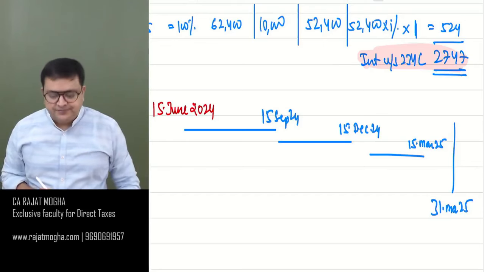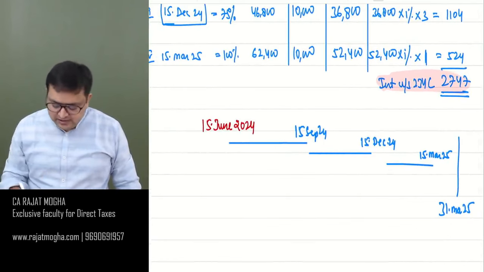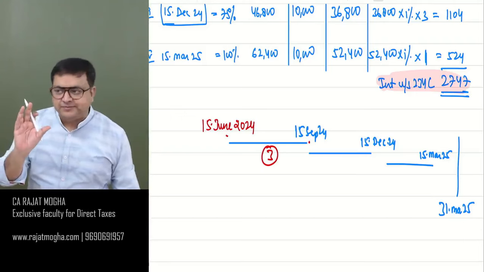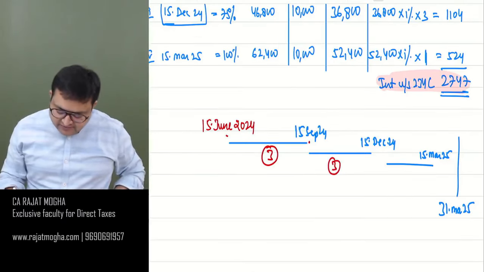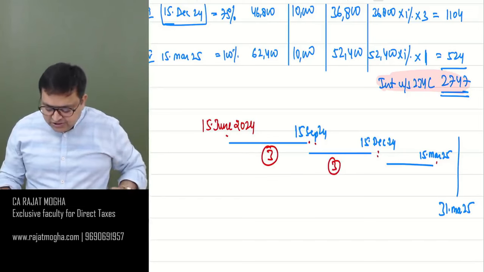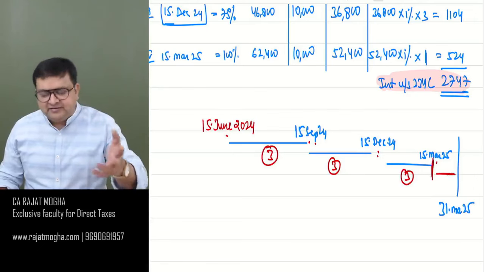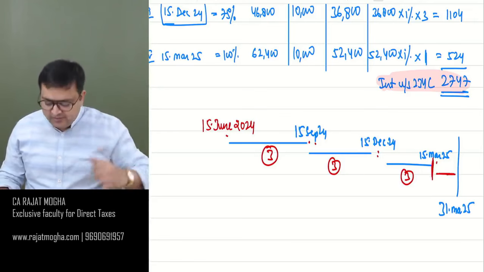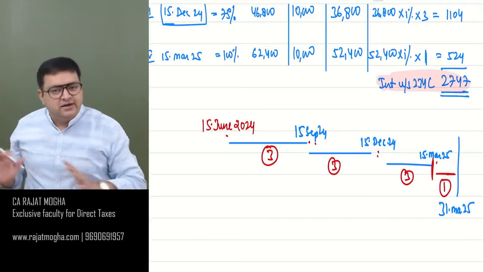If you have defaulted in the first installment, we charge 3 months interest from June till September, fixed 3 months. If you have defaulted in the second installment, straight away 3 months, September till December. From December to March, 3 months. And from 15th March till 31st March, only 15-16 days are there, so a part of a month is taken as a full month. So 1 month is there. So this is 3, 3, 3, 1. Understood this also?